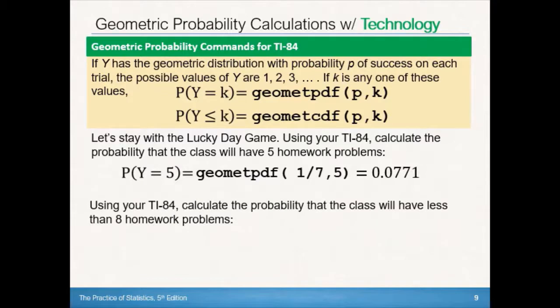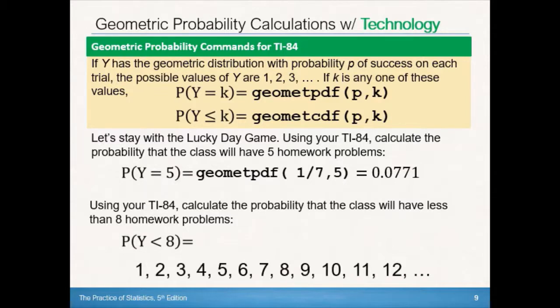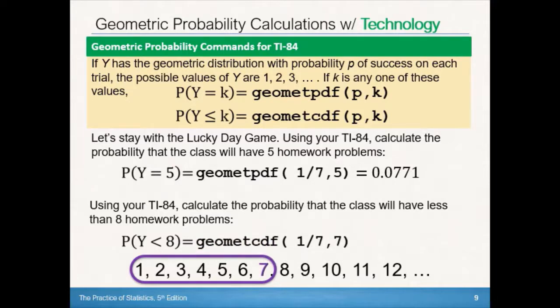Using your calculator again, calculate the probability that the class will have less than 8 homework problems. Sometimes it's helpful to write out all the possibilities and say, okay, less than 8, that would be these. We're going to use the CDF here, the geometcdf. And the value that goes in is the highest value of the part that we want to calculate. So our geometcdf should have 7 in it: 1/7 for the probability, comma 7. That's going to give us the probability of it being 7, 6, 5, 4, 3, 2, or 1 added up. All right, and that's about a 66% chance.